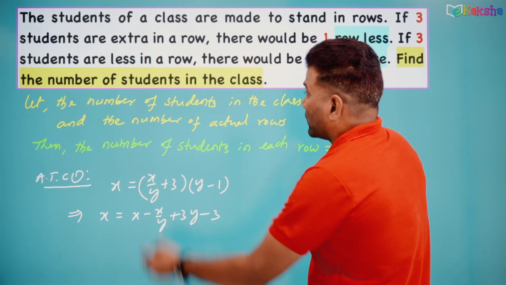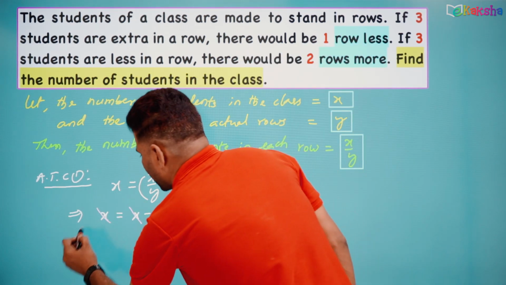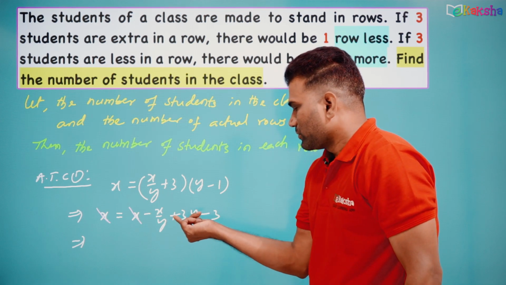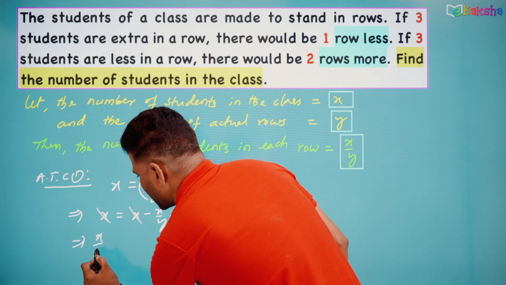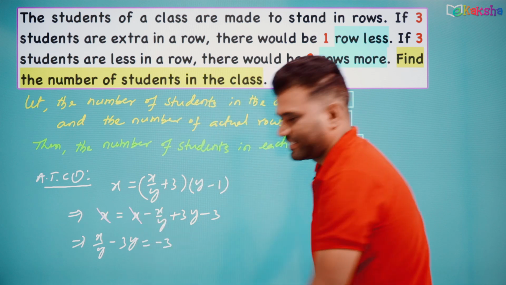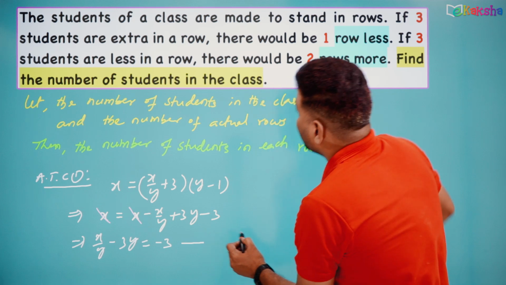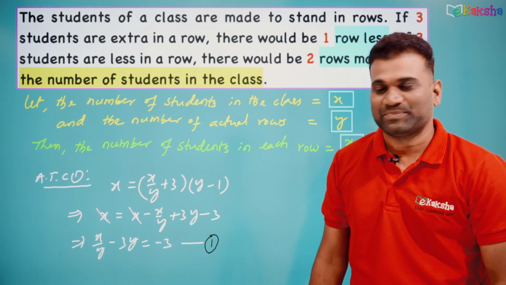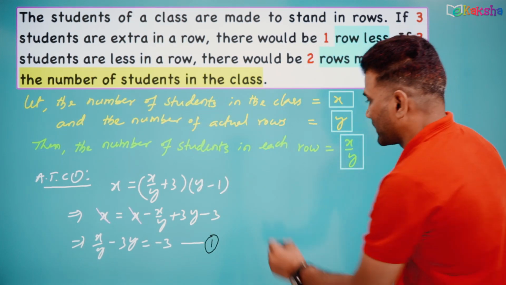Now on both sides x gets cancelled. Then on shifting these two variable terms to the left hand side, here it is negative, the other side it becomes positive: x upon y minus 3y is equal to minus 3. Here it is positive, the other side it becomes negative. Let us take this as equation number 1.